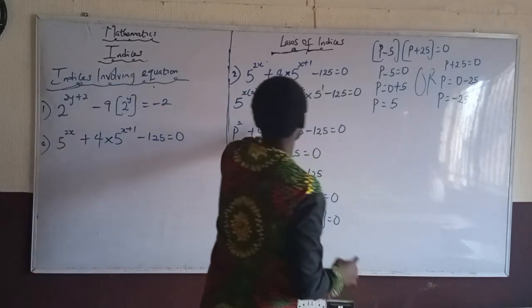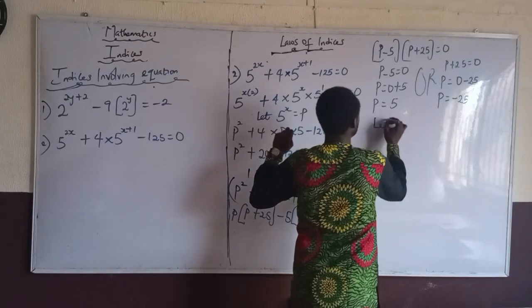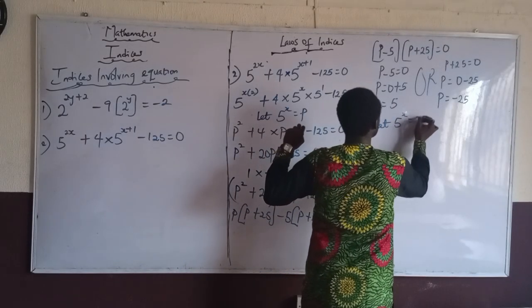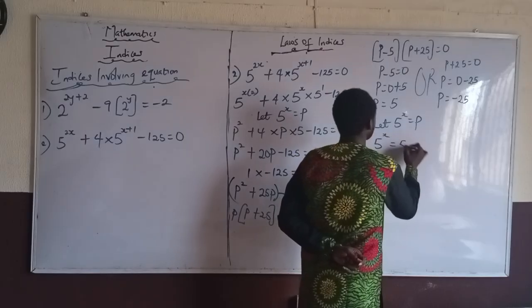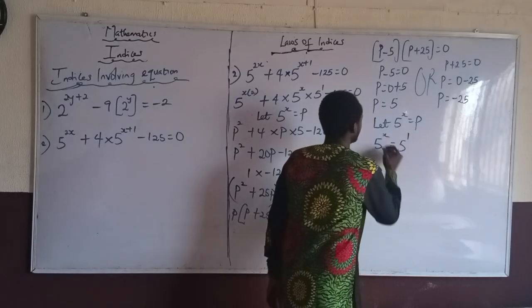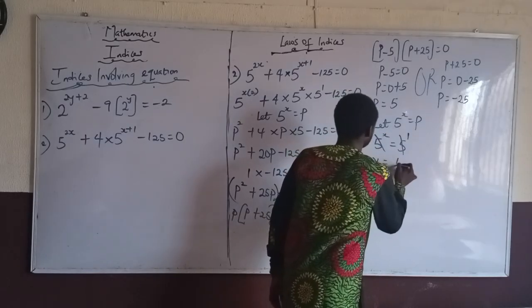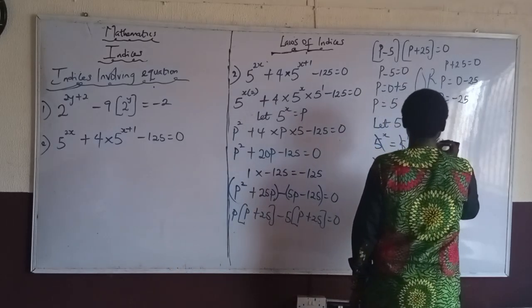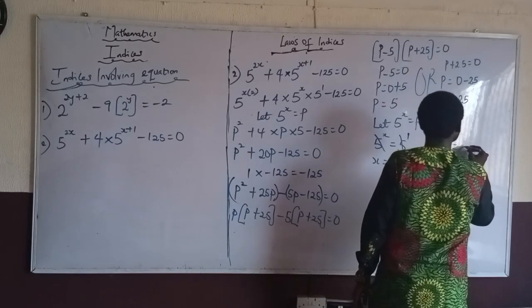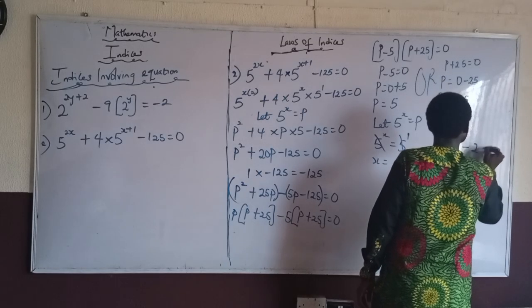So we are not done. But I said here that let 5 raised to power x equals p. So here becomes 5 raised to power x equals 5. I have a simple one here. This cancels this. x equals what? 1. The second one is 5 raised to power x equals minus 25.